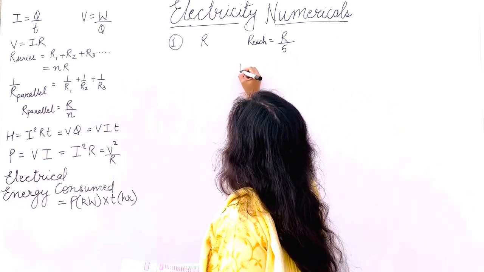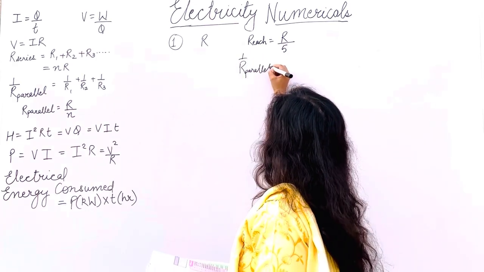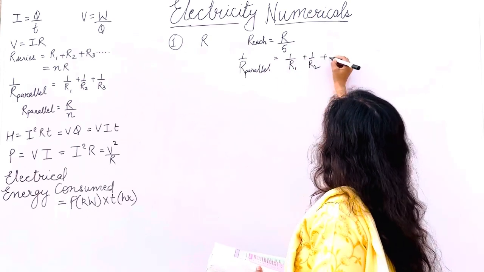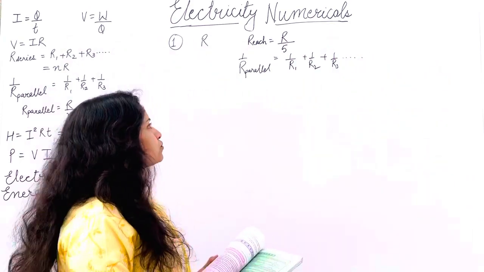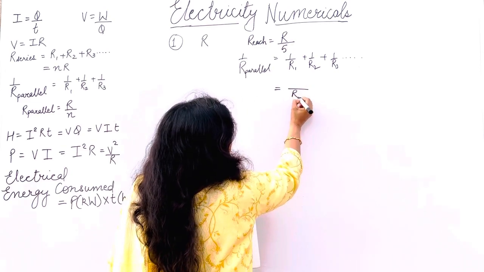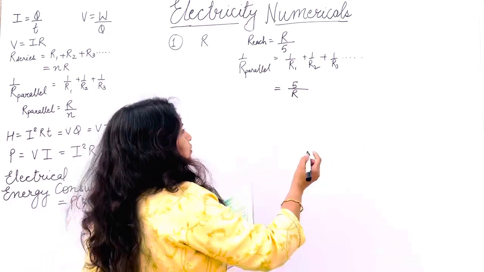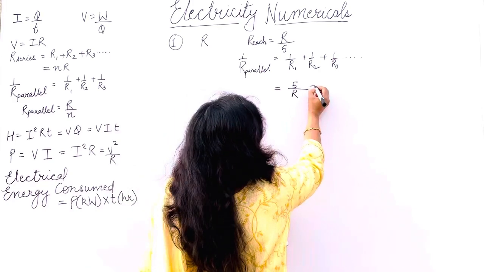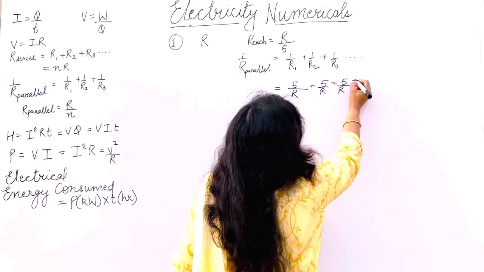So we'll see R in parallel, you all know the formula: 1 upon R parallel is equal to 1 upon R1 plus 1 upon R2 plus 1 upon R3 and so on. So we get 1 upon R1. R1 value is R divided by 5. Denominator of a denominator becomes a numerator, so it's R upon 5. That 5 will go as a numerator, plus 5 upon R plus 5 upon R.